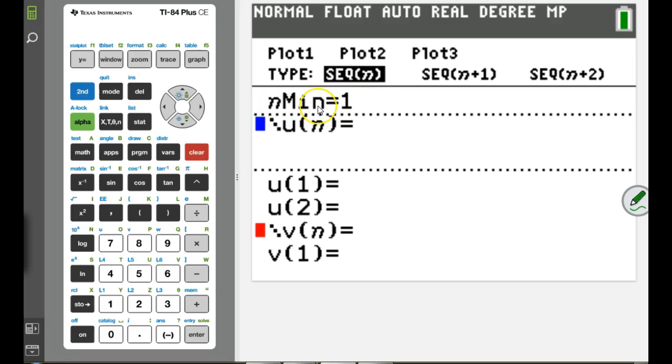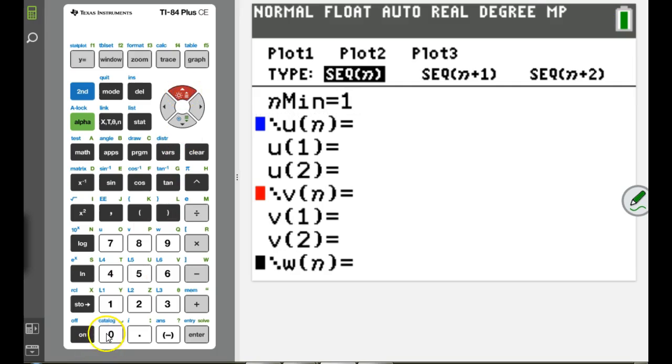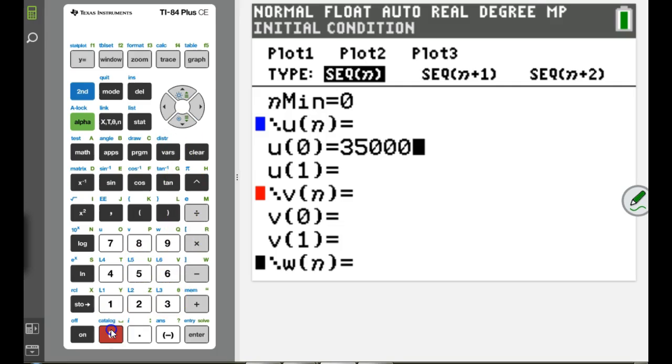Does anybody remember what n min meant? It's the term, yes, the term number. So not the term value, but the number. So we want to call the first term 0. Now, this new operating system is beautiful because it now says this is where they want you to enter that value in. If you have the older operating system, it says something really weird here. It says U sub n min, which just means U sub 0. Okay, so we're going to go down here. And what was our U sub 0? 35,000? Okay, we're going to put this in recursively. Now, the U is important. Does anybody remember where we got the U?